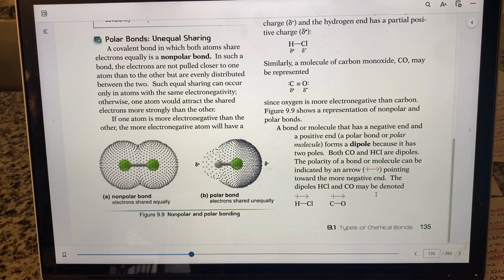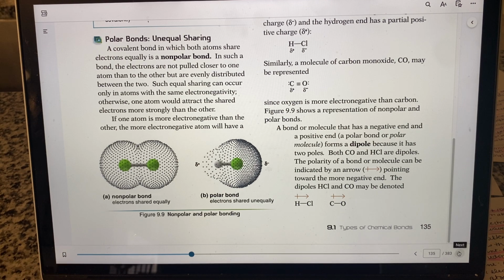This arrow that they put in here: the polarity of a bond or molecule can be indicated by an arrow pointing toward the more negative end. It always points to the more negative end, or the end that has the most electrons. So that's how they did that. If you see those arrows, it's pointing to the one that's more negative or has the most electrons.